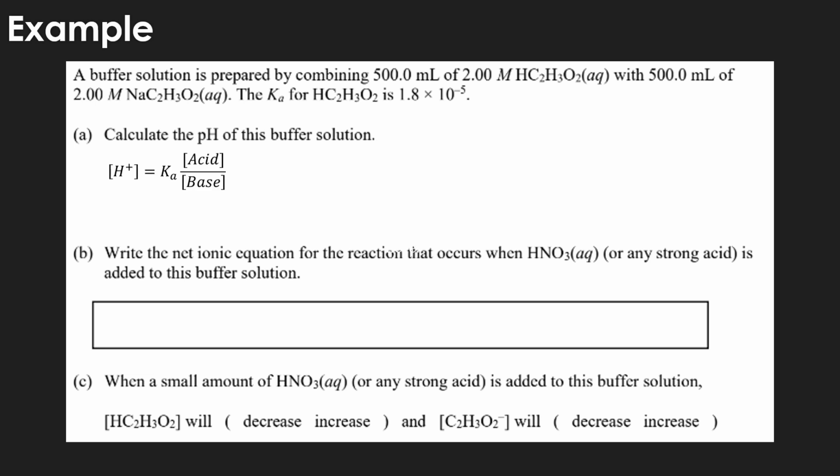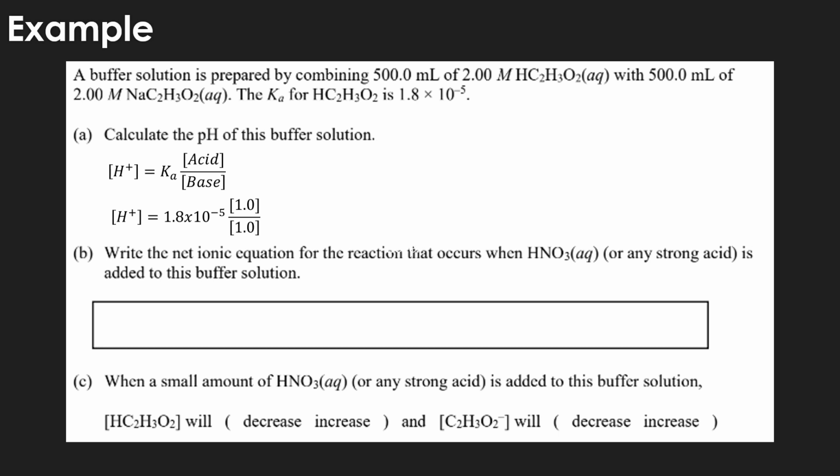So we're going to start with this equation we've been using in the unit. Hydrogen ion equals the Ka of your acid over base. So weak acid over conjugate base. So we can plug in our values for this. We've got our Ka value given.